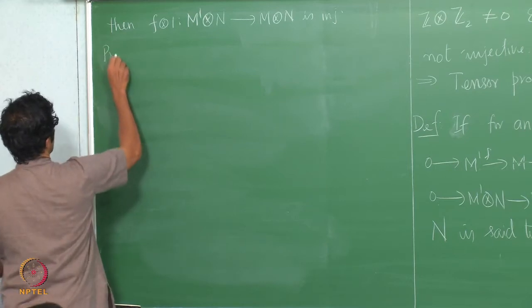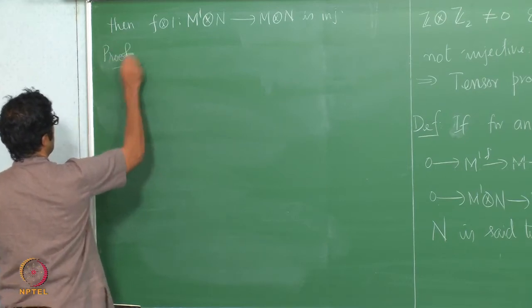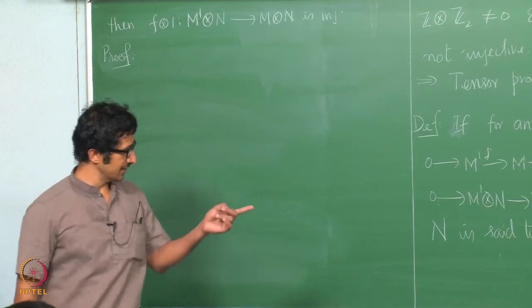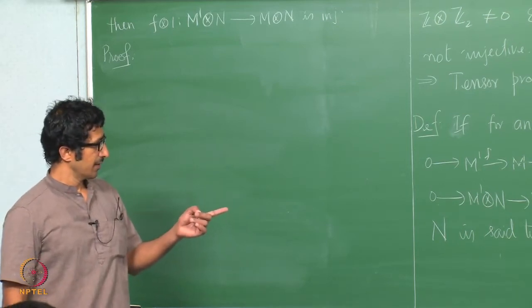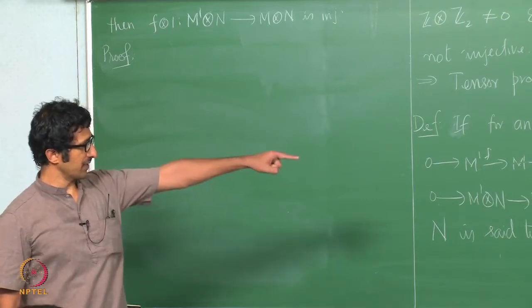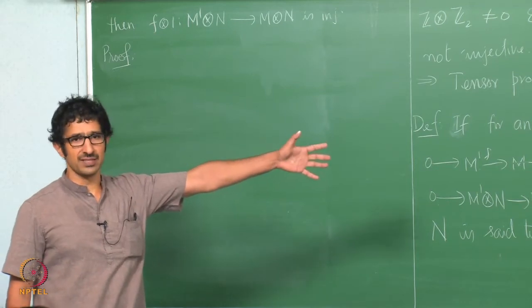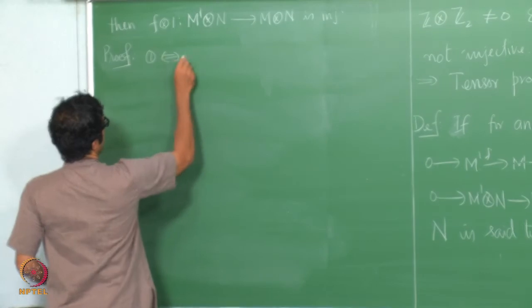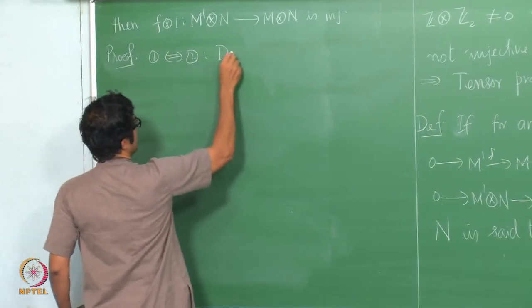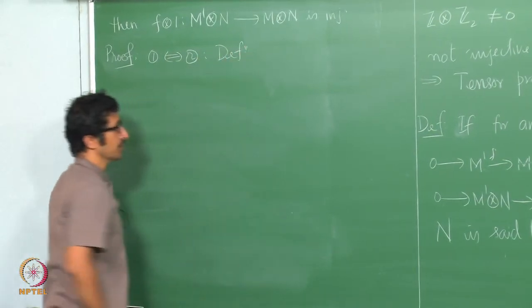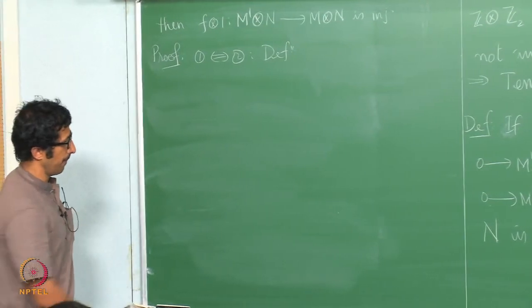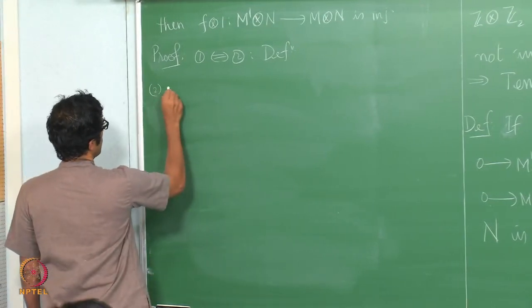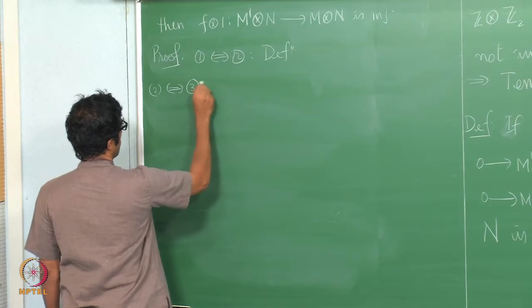So, the main thing here is that 1 if and only if 2 is the definition. That is how flatness is defined. How do you say 2 if and only if 3?